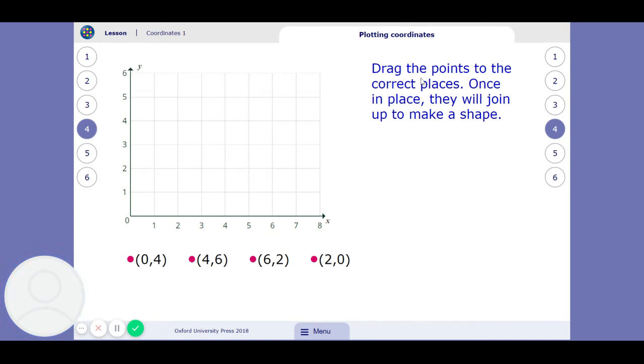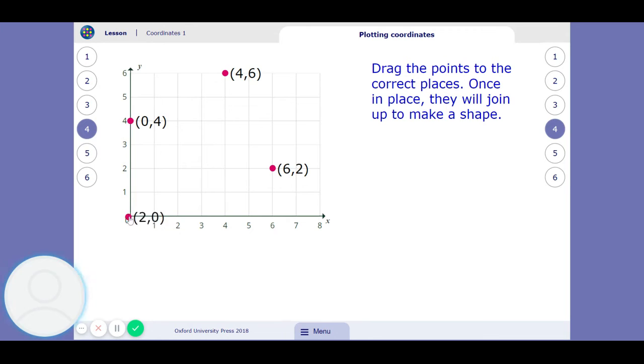Now drag the points to the correct places. Once in place, they will join up to make a shape. So 0, 4. So 0 across and 4 up. Drag it to there. 4, 6. 4 across and 6 up. 6, 2. So that's 6 across and 2 up. And 2, 0. So 2 across and 0 up.